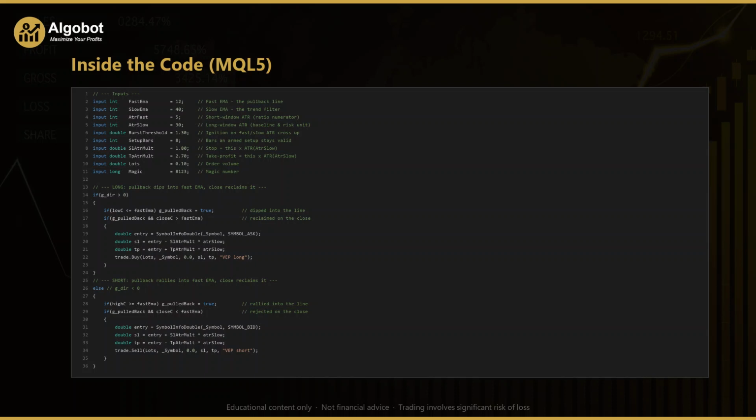You can see the stop loss placed below entry by the stop multiplier times the SlowATR, and the take profit above entry by the take profit multiplier times that same reading. The short block is the mirror image.